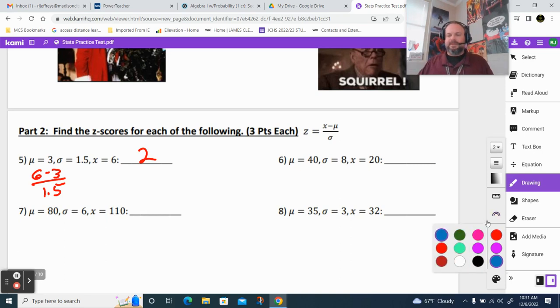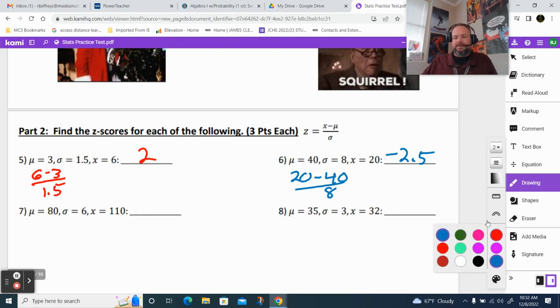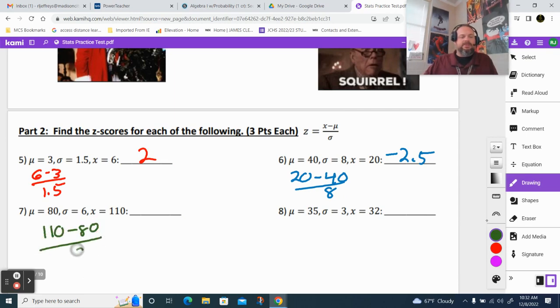This one right here, this would be 20 minus 40 divided by 8. So 20 minus 40 divided by 8, negative 2.5. How'd you get 5? Oh, 5 over 2. Yeah, negative 5 over 2 is the same thing. Remember, I will accept fractions and decimals. This one is 110 minus 80 over 6. This one actually ends up being 5.